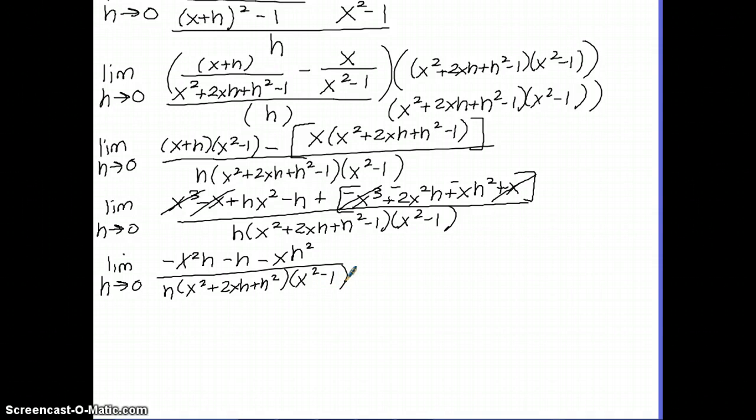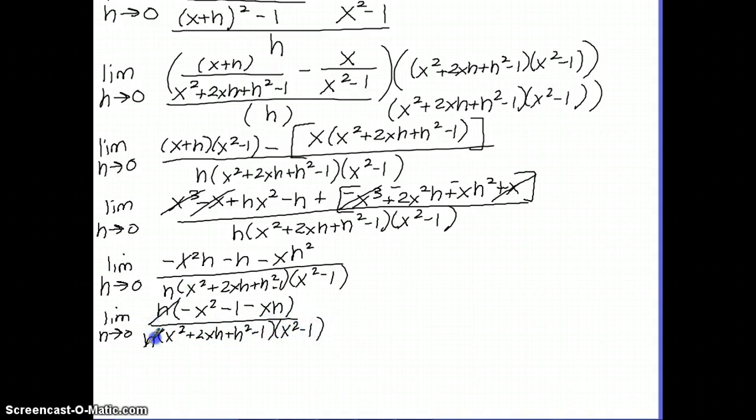So finally, I'm ready to factor out an h. Did I miss something in the denominator? Oh, thank you. All right. So there's our minus 1. Thank you. All right, so we're ready to factor out the h. And if we do that, we're left with a negative x squared minus 1. There's that placeholder that we need. Minus xh all over the denominator that, again, is just the one that we've been copying all along.